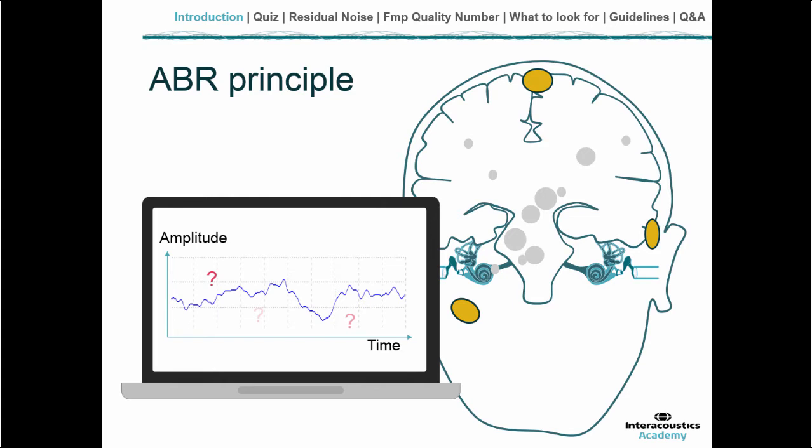And the big question of today is, what is in this curve? Is this noise that we just measured, or is this actually a response that comes from hearing? That is basically the topic of today, and residual noise and FMP quality numbers are the answers to find out if there is a response in this curve.